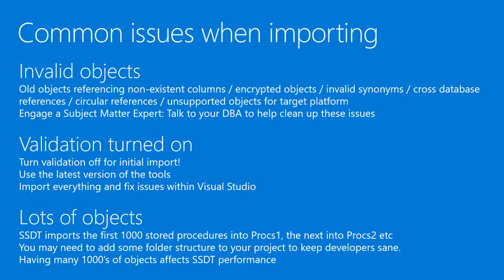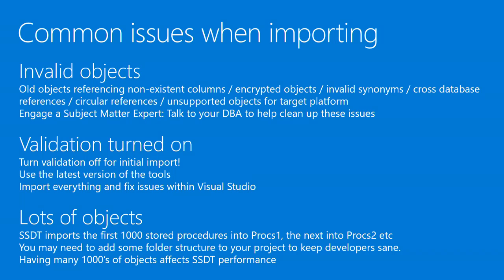Okay. So when you look at some of these issues, you're going to have to engage a subject matter expert. You're going to have to talk to your DBA, okay? And come up with a plan. SQL Server Management Studio 2008 had validation turned on by default. So turn validation off, get the stuff into the project, and then work out what you want to keep and what you want to throw away. Use the latest version of the tools.